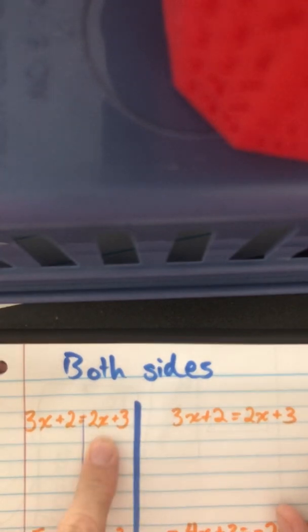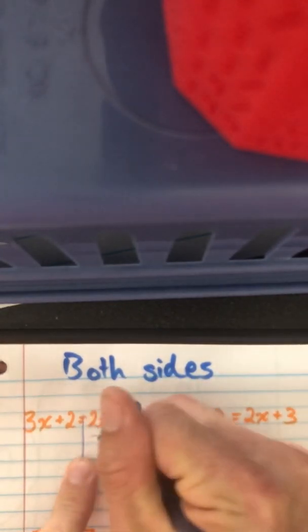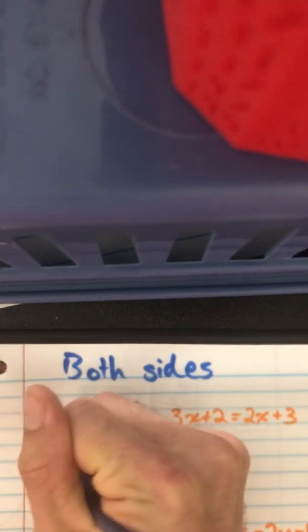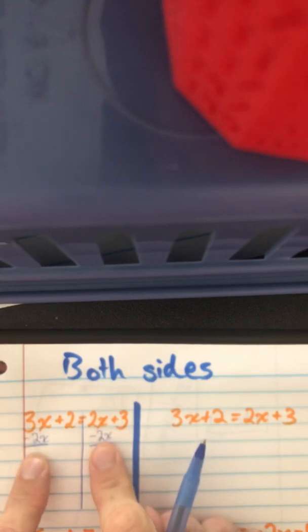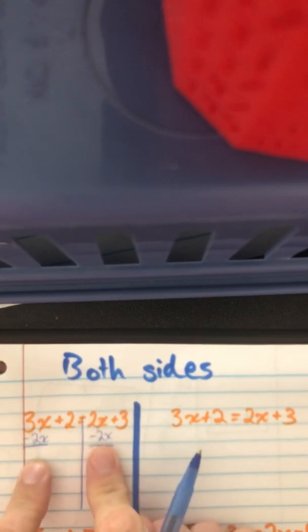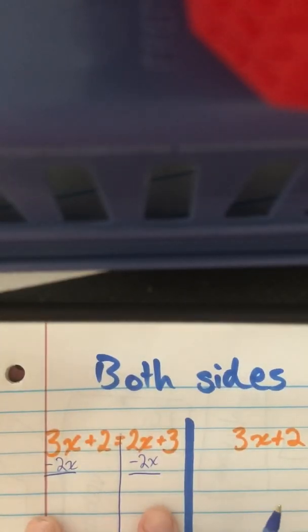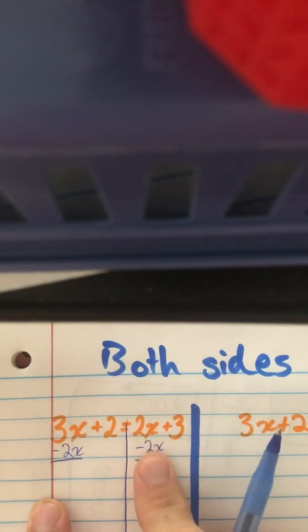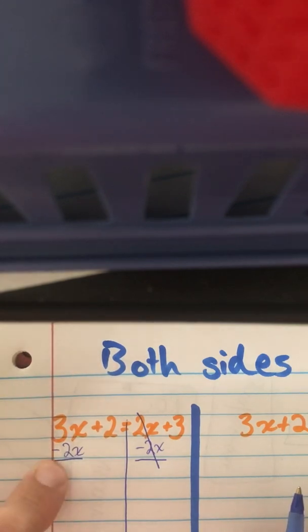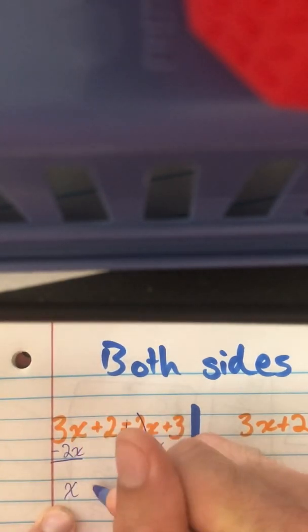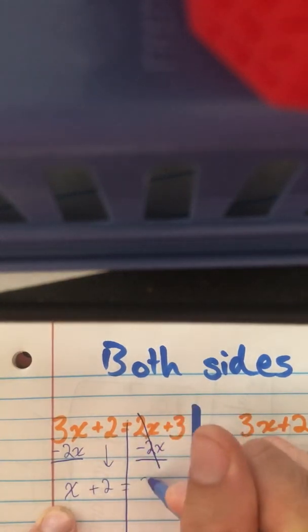So here, let's subtract 2x from both sides. The reason I'm choosing 2x is because the inverse of positive 2x is minus 2x. I'm going to do it to both sides. Since it's positive 2x minus 2x, this will cancel, and that's what I'm looking for. I'm looking for it to cancel. So 3x minus 2x leaves me with 1x. Bring down the 2, which is equal to 3.